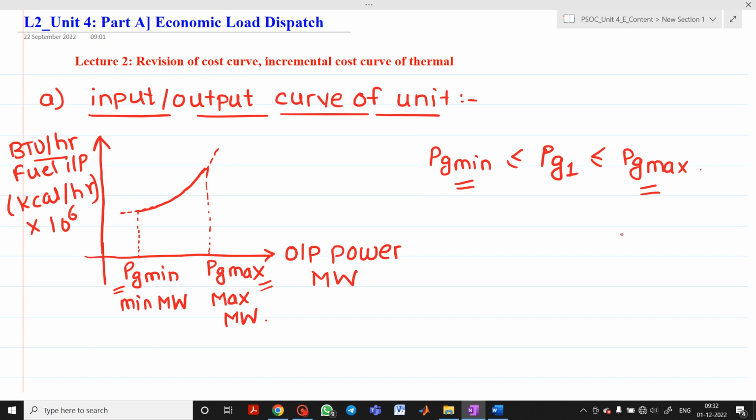So what information does it give you? This information tells you, for whatever input is given, how much power will be generated. And these are the two limits, PG minimum and PG maximum. So again, for understanding these two limits, let me give you one example.